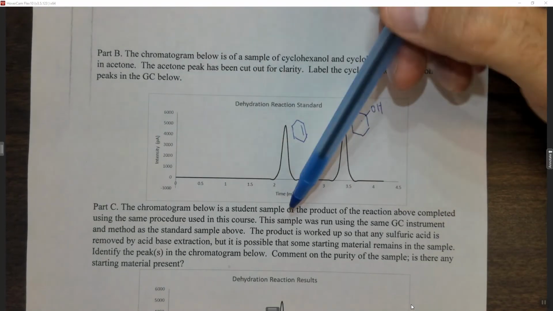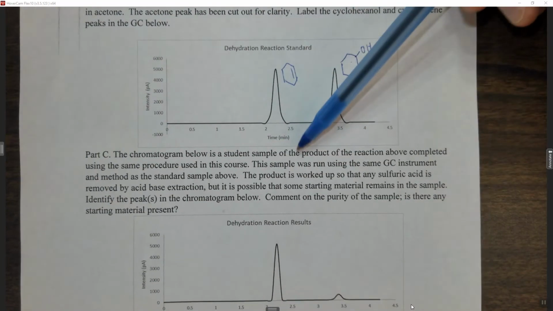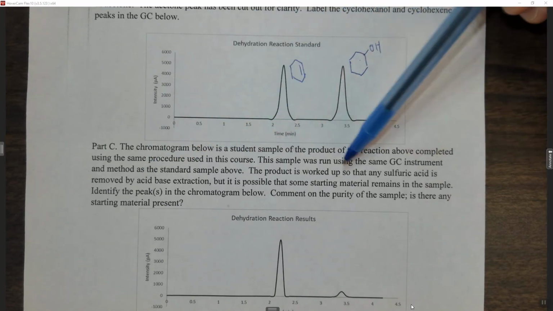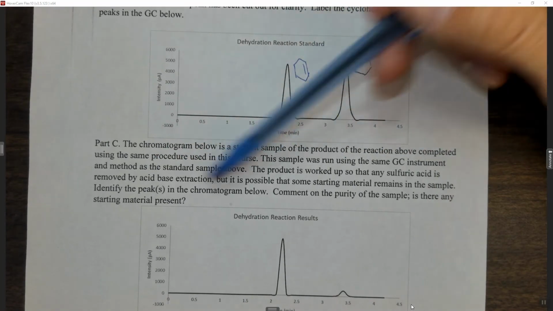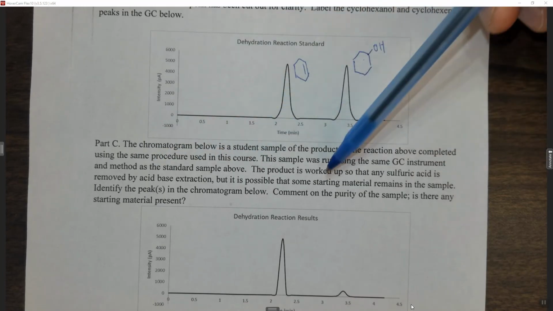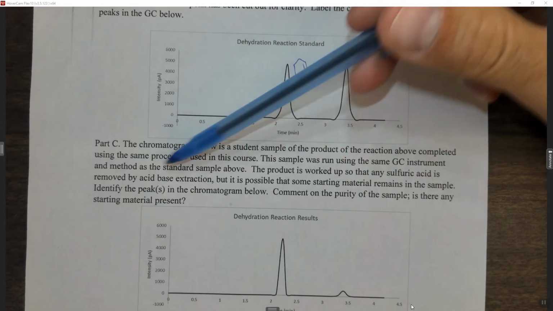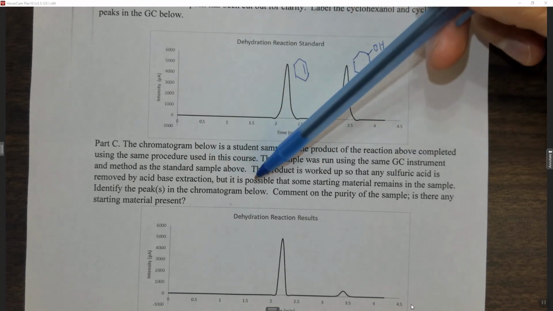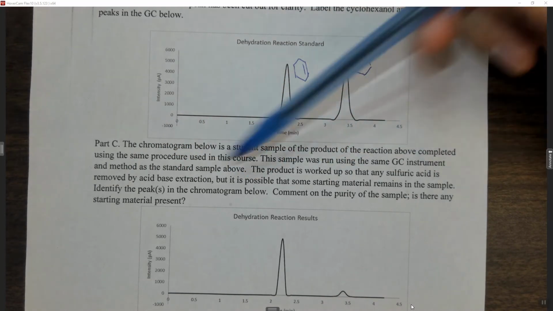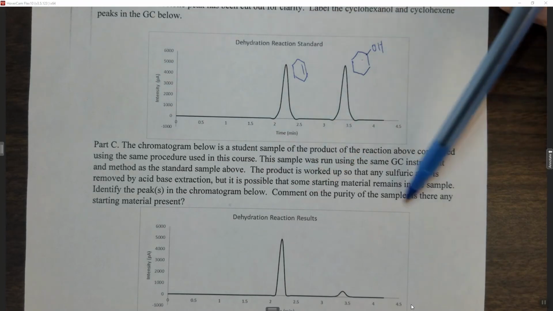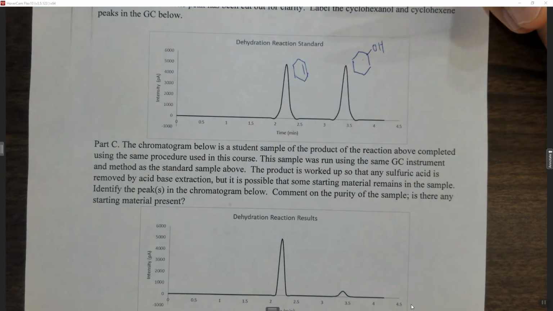It says the chromatogram below is a student sample of the product of the reaction above, completed using the same procedure used in this course. This sample was run using the GC instrument and the method in the standard sample above. The product is worked up so that any sulfuric acid is removed by acid-base extraction. But it is possible that some starting material remains in the sample. Identify the peaks in the chromatogram below. Comment on the purity of the sample. Is there any starting material present?